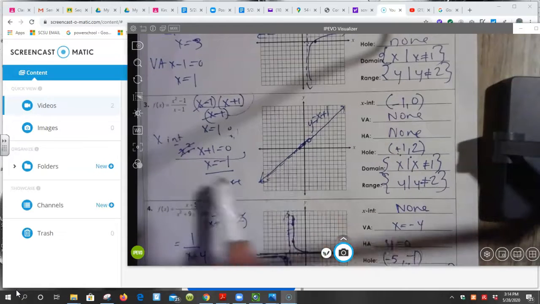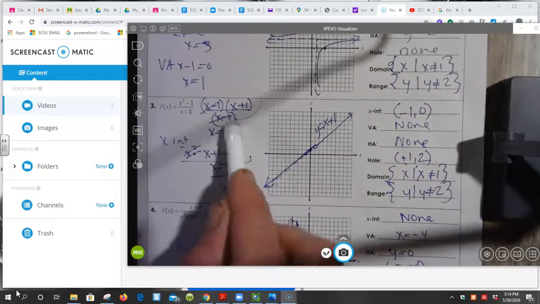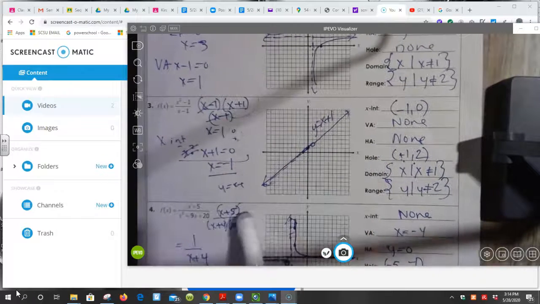Now, how do you get this? Well, that's the line y equals x plus 1. You get that from simplifying the x minus 1s. So you have y equals x plus 1, which is this line right here.